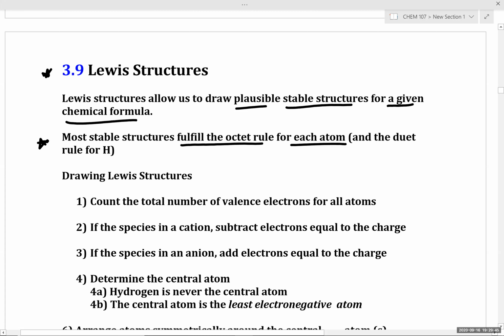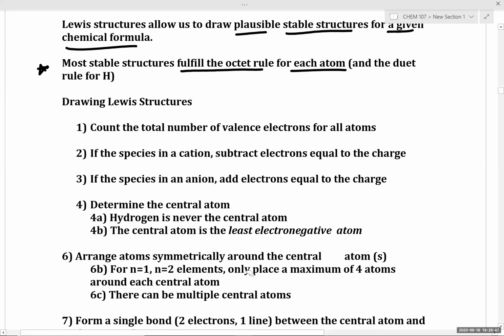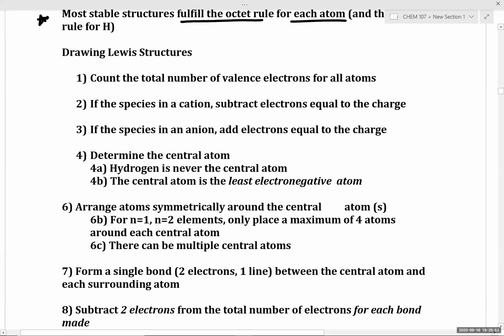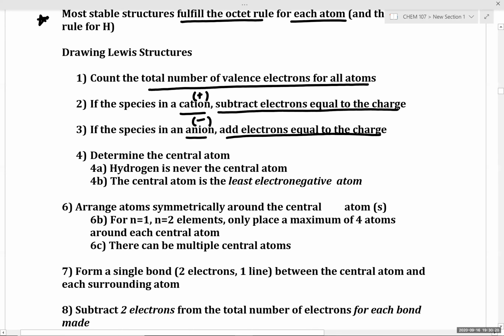So here's the step-by-step procedure. And don't worry if it seems like a lot at first glance. I just want to have it as a step-by-step guide so you can print this page out if you want and just have it while you're working on problems. So first, you count the total number of valence electrons for all atoms. Next, if you have a cation, you subtract electrons equal to the charge. If a species is an anion, you add electrons equal to the charge.